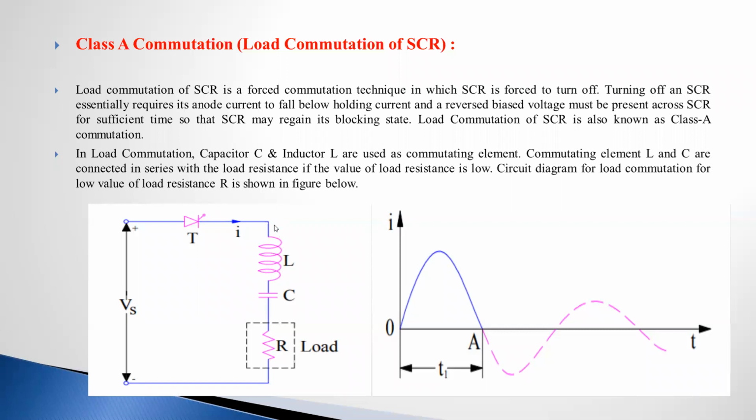And this circuit is connected in the load side, in series with the load circuit. These resonance elements, or resonance circuit, whatever extra elements we have taken, are connected in the load circuit or in series with the load circuit. That's why this type of commutation is also called load commutation. Why have we taken these components L and C? For turning off the thyristor.